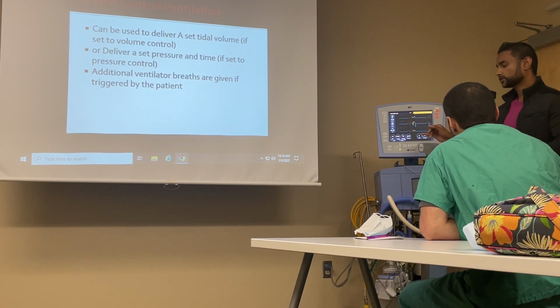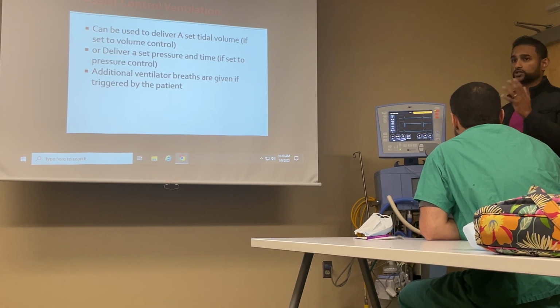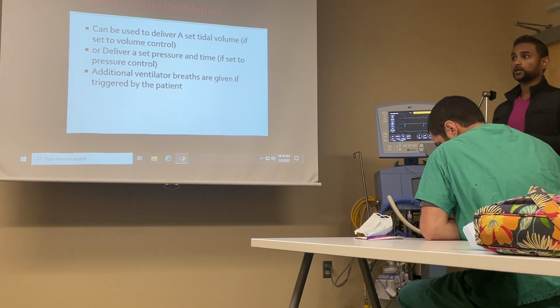Now, in the assist control mode, this volume control mode only knows one thing: deliver the tidal volume at a set rate, at a set frequency and whatnot. If the patient is awake, okay, the patient is awake and say, doing this.